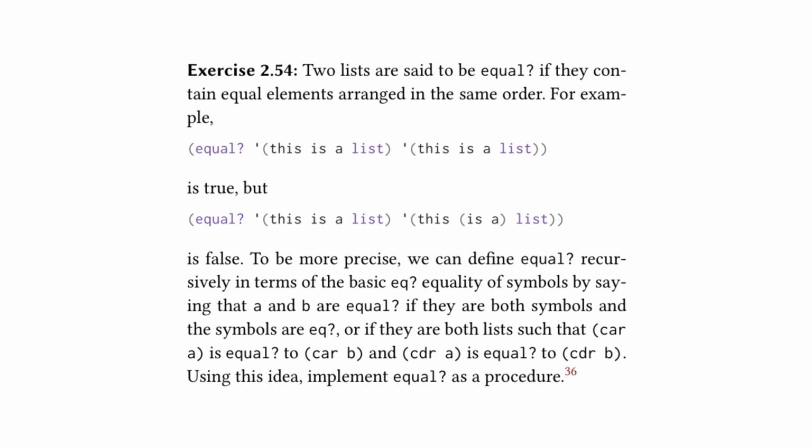To be more precise, we can define equal? recursively in terms of the basic eq? equality of symbols by saying that a and b are equal if they are both symbols and the symbols are eq?, or if they are both lists such that car a is equal to car b and cdr a is equal to cdr b. Using this idea, implement equal? as a procedure. So basically, this long-winded question is just asking us to implement the equal? procedure recursively in terms of eq?